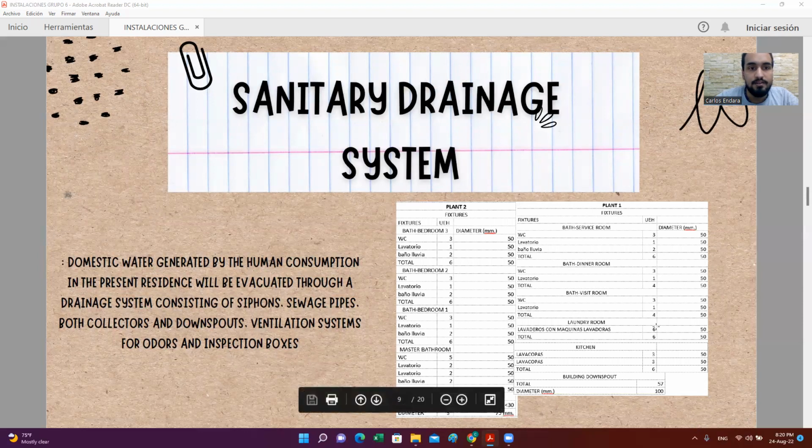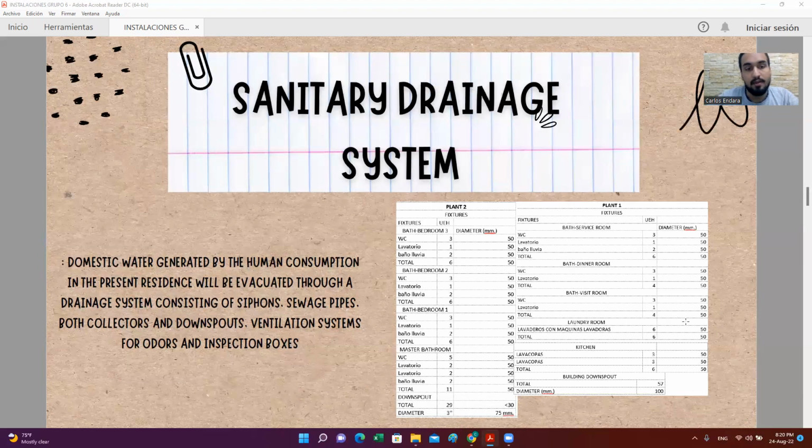Now, for the sanitary drainage system, this is the domestic water generated by human consumption. In the present, residents will be evacuated through a drainage system consisting of siphons, sewage pipes, both collectors and downspouts, a ventilation system for odors, and expansion boxes. This calculation was made for each fixture, and we have a minimum diameter from each plant, ending up in a downspout depending on the total of the units, the UEH.